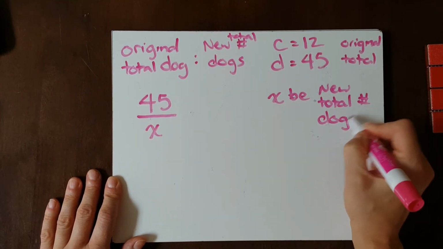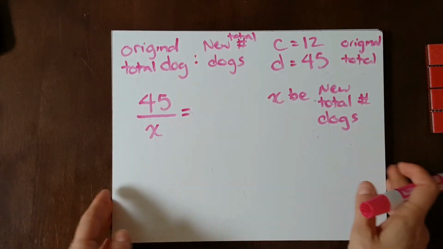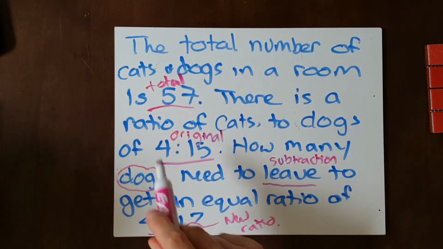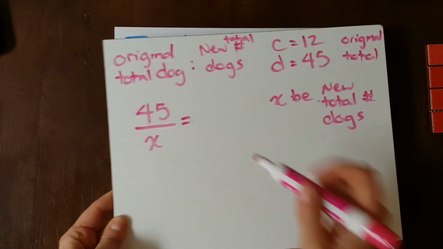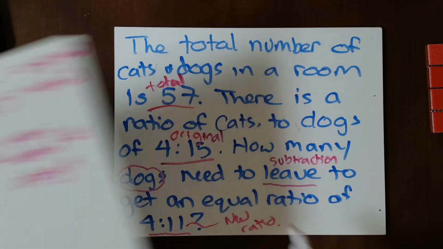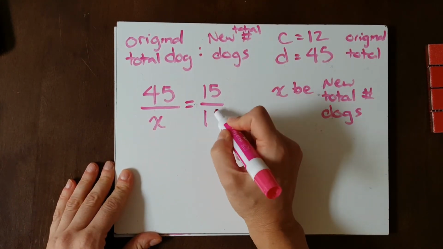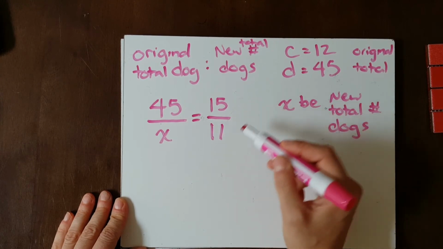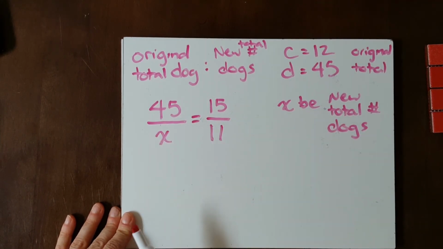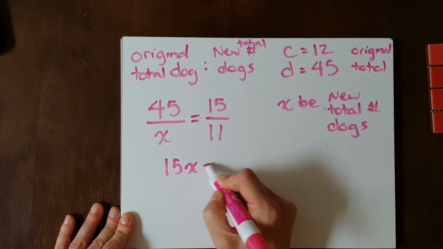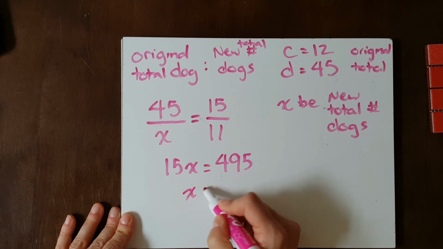But we can make a proportional ratio to our original total of dogs. If we look here, in our original total of dogs we had 15. If I know I have 15 dogs, and some of them left, giving me now a total of 11, that's my new total of dogs. So I compared the ratio before and the ratio after to my actual numbers of dogs before and my new total of dogs now. I can go through this: 15x equals 45 times 11, which is 495. Therefore, x is equal to 33.